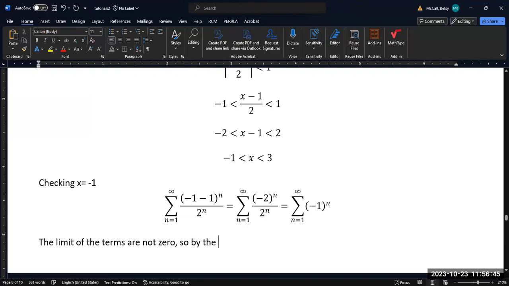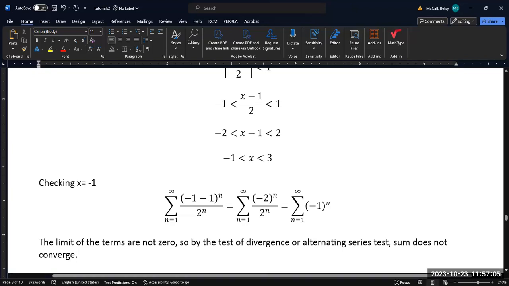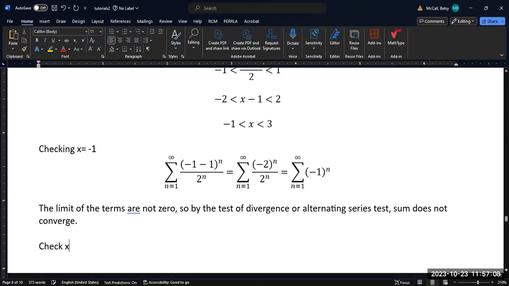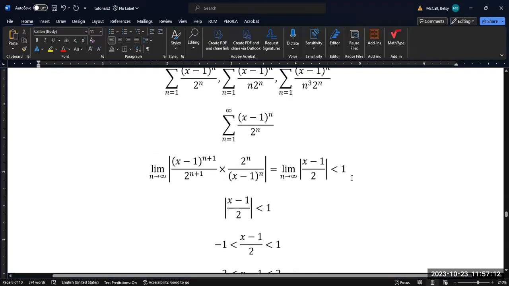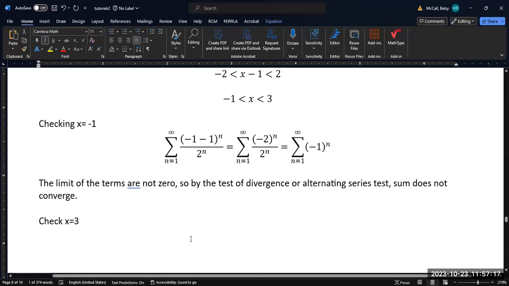So by the test for divergence or the alternating series test, the sum does not converge, so it diverges. Now, if we do the same thing for the other endpoint, so we check x equals 3, then we run into a similar issue.